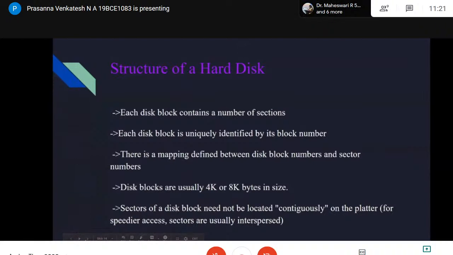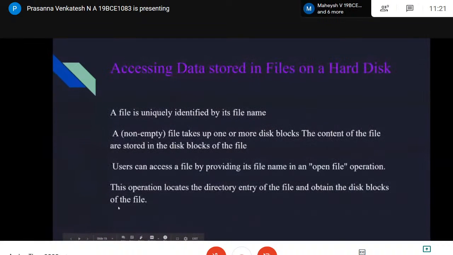Now over to Prasanna. So now we have seen the structure of the hard disk. So we'll see how file organization is done in the hard disk.